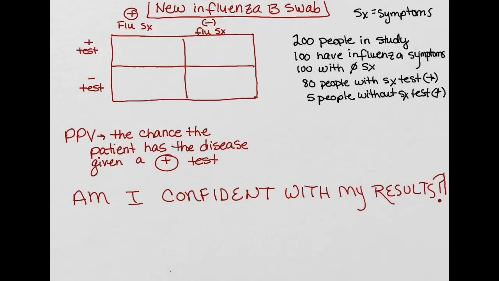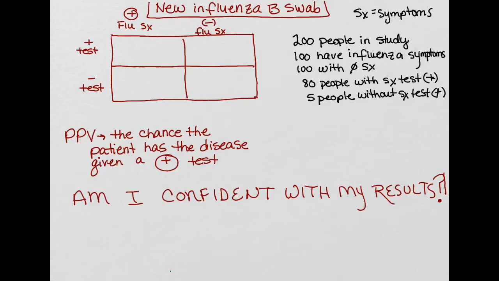Hi, this is Dr. Peters, and I'm going to show you what the positive predictive value means. In one definition, the positive predictive value is the chance the patient has the disease given a positive test. So how confident are you with the result that you're given? I'm going to use a new influenza B swab as an example. This is a hypothetical problem that I put together.